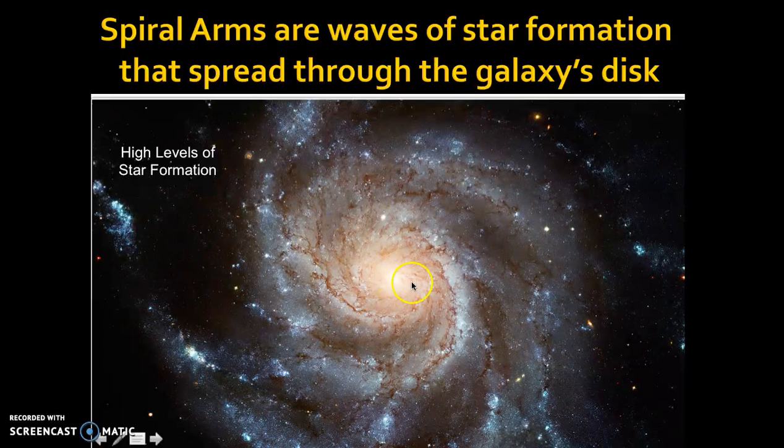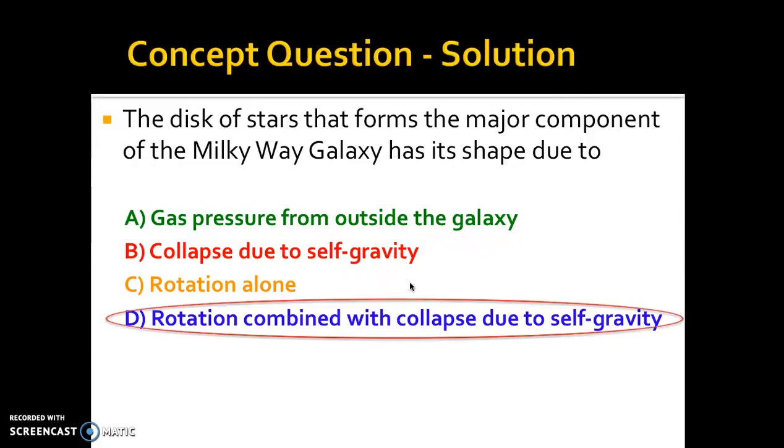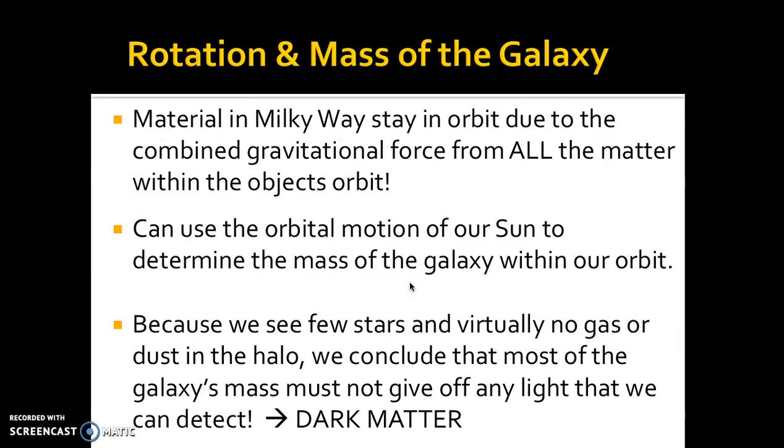And you might think that's because we're all gravitationally bound to that huge supermassive black hole in the center. That's really not the case. So the disk of stars that forms the major component of the Milky Way galaxy has its shape due to what, do you think? What do you think keeps that shape? All right, it's that rotation combined with the collapse due to self-gravity. Self-gravity is all the material within the disk, within that bulge, coming together. So it's that rotation and the gravity amongst all the material in the disk, in those spiral arms.